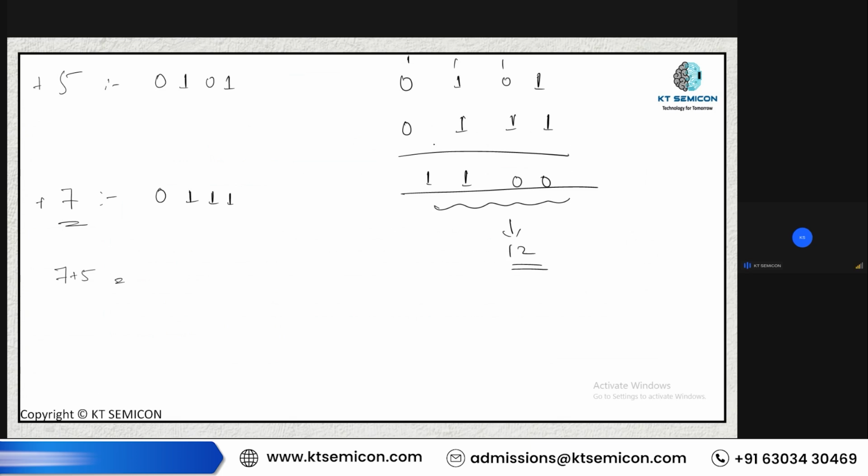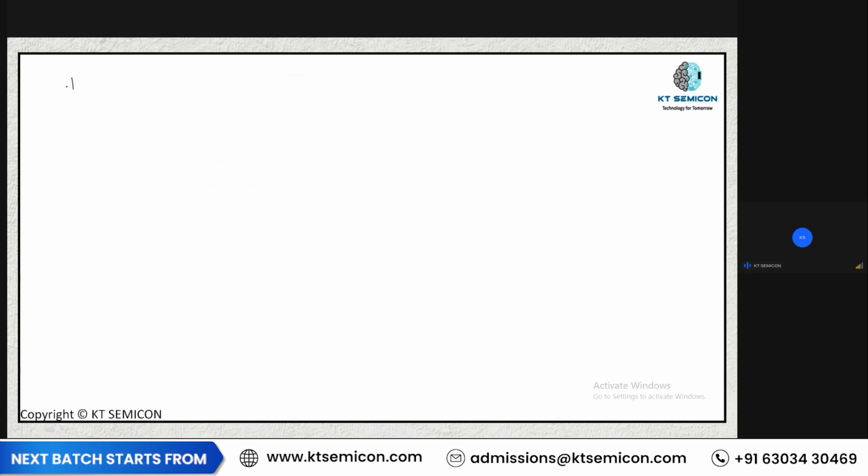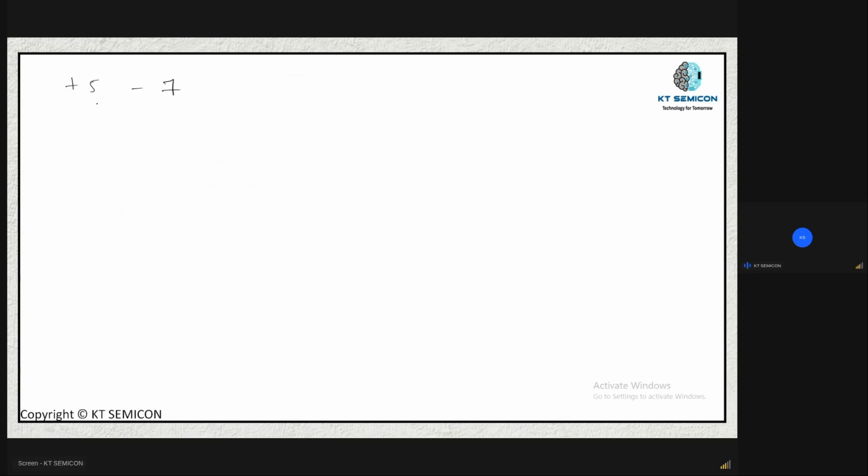Now, let's say I want to add plus 5 and minus 7. Using one's complement form of addition, let us try to understand how to perform this addition. So plus 5, the positive number, we can represent as it is. That is, in its true original form, we can represent the positive number.